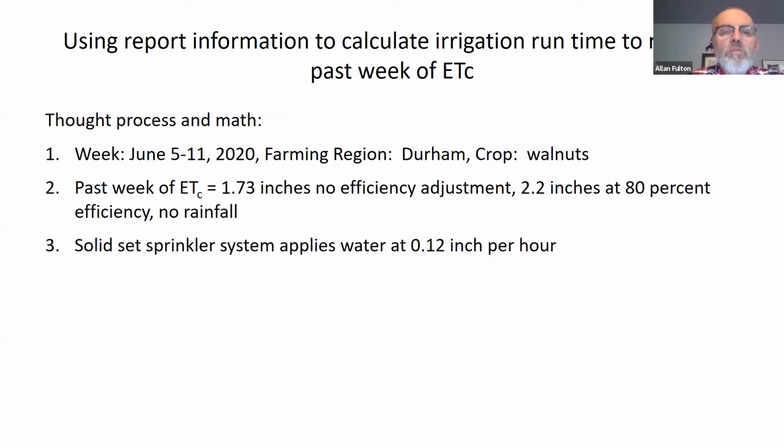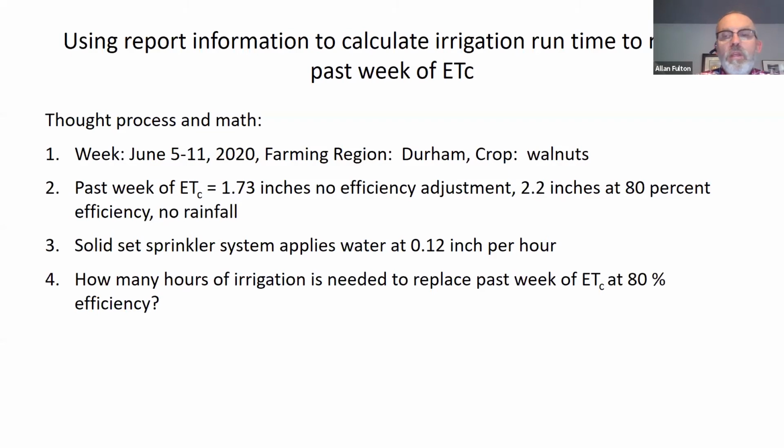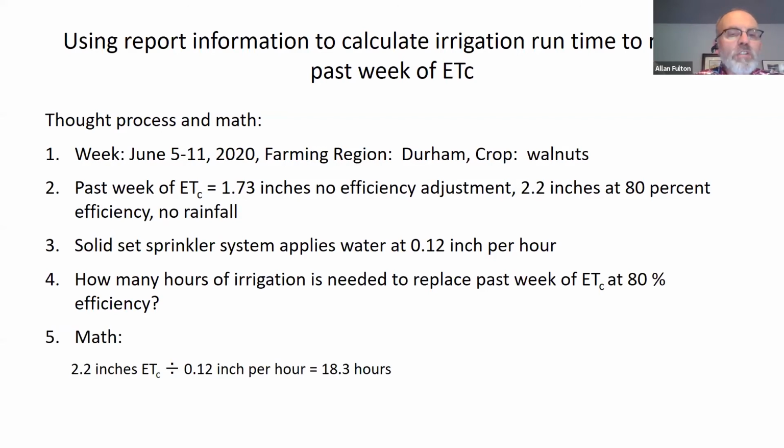As we walked through before, the solid set sprinkler applies water at 0.12 inches per hour. And so when I asked myself the question, how many hours of irrigation is needed to replace the past week of crop water use at 80% efficiency, the math calculation is fairly simple. It is 2.2 inches of ET divided by the 0.12 inch per hour water application rate, which equates to a little over 18 hours of irrigation for the week with this particular system.